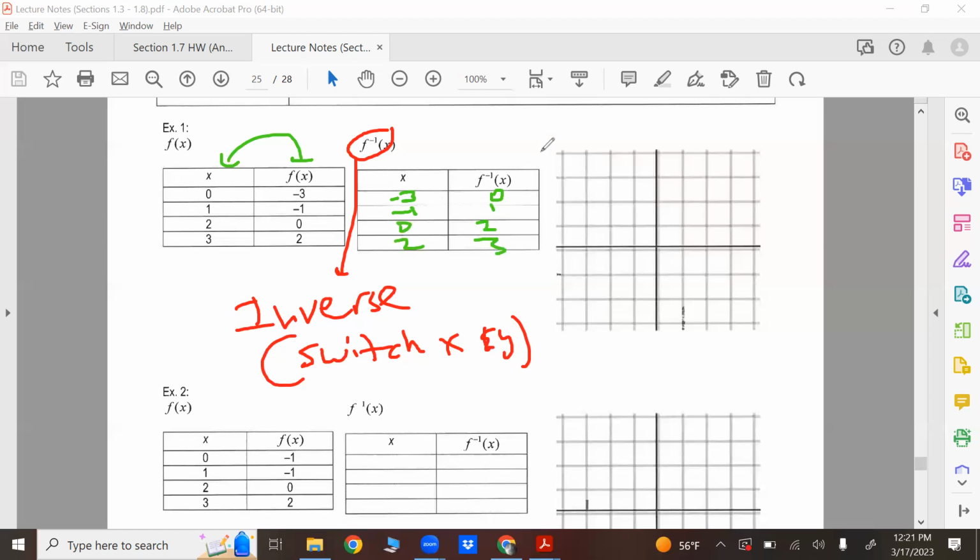So what I'll do is let me plot f of x in red. So 0, -3 down here. 1, -1 right here. 2, 0 right here. And 3, 2 right here. Now let me do the other ones in green. -3, 0, -1, 1, 0, 2, and 2, 3.